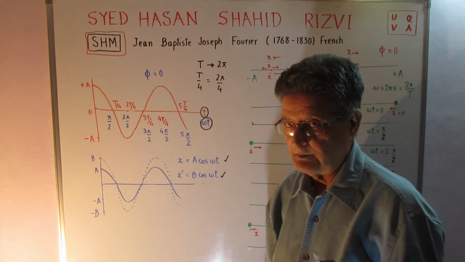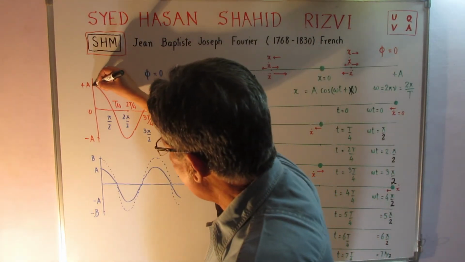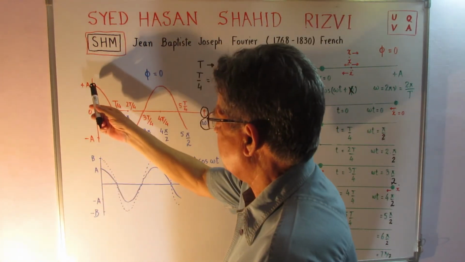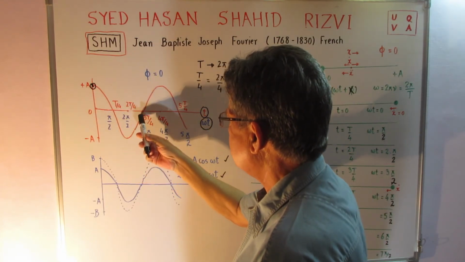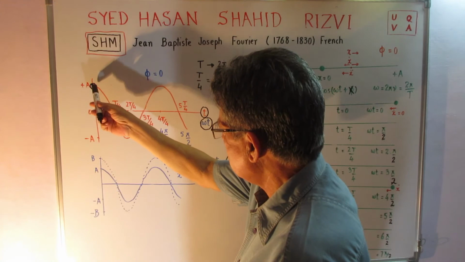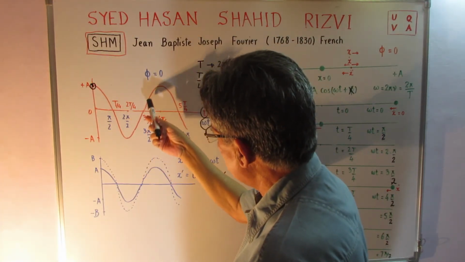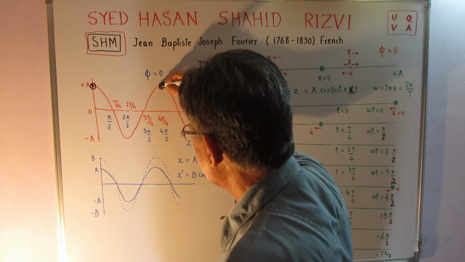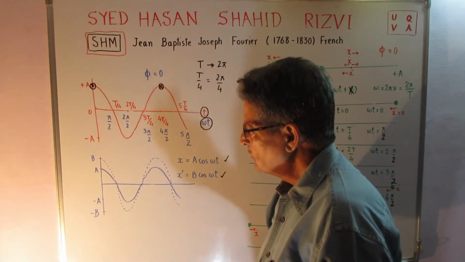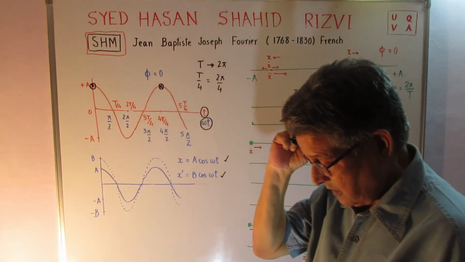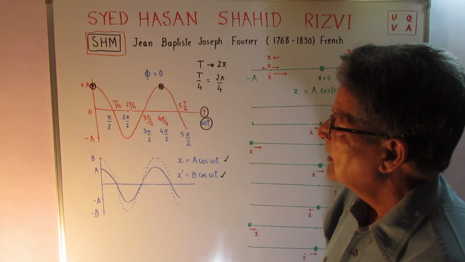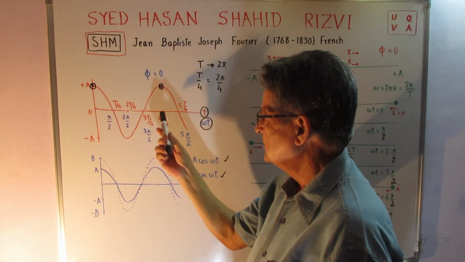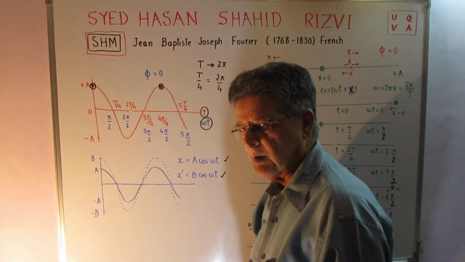I need your attention. Suppose I talk about this point. Let's trace the curve, and we see that this point is maximum and decreasing. So for the first time we get this point as maximum and decreasing. It is the same value, and you can see that from here to here the time taken is equal to 4T by 4.